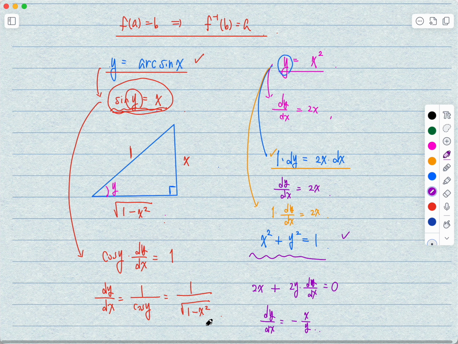Okay, now we got the result. So if you differentiate y equals arcsin x, that is going to be 1 over square root of 1 minus x squared.